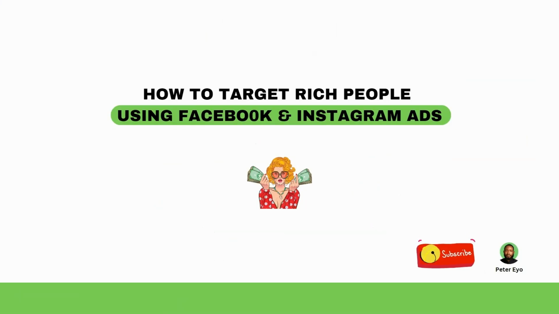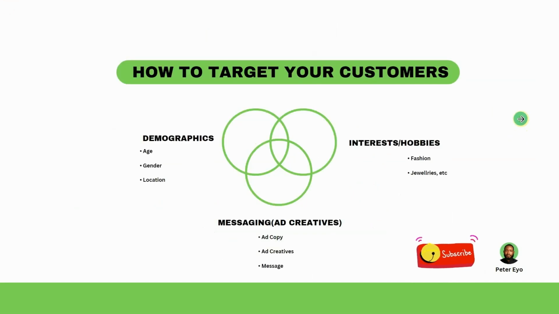So how do you target the rich using Facebook and Instagram ads? First of all, let's explore how you can target your customers. So there are three core ways you can target your customers using Facebook or Instagram ads. First is the common one, which is the demographics. This is where you're going to look at the age range of your customers. You also need to understand their gender.